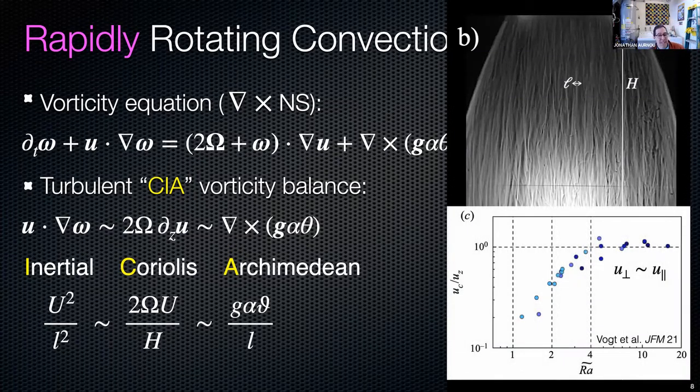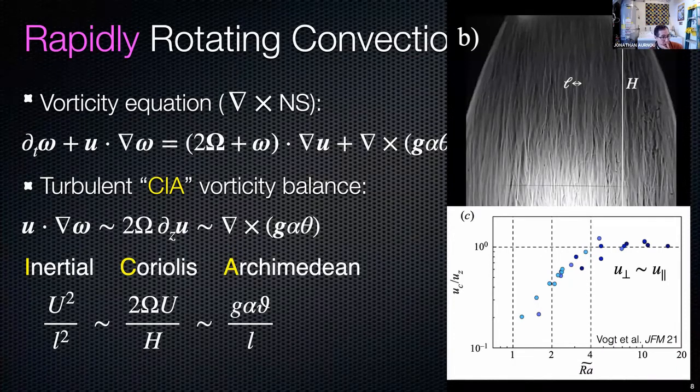In contrast, the velocities are not strongly anisotropic. Here's some recent data from rotating convection in that same tank of liquid metal. Again, paper by Tobias Vogt.